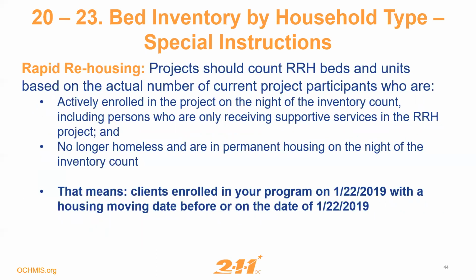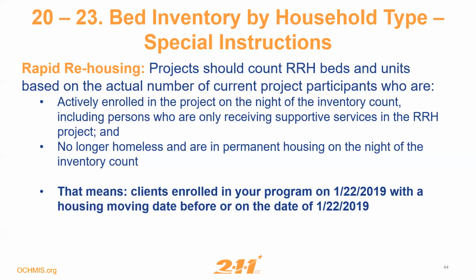So now we're going to go over the exception to the same number year after year rule. So rapid rehousing projects should count rapid rehousing beds and units based on the actual number of current project participants who are, 1, actively enrolled in the project on the night of the inventory count, including persons who are only receiving supportive services in the rapid rehousing project, and 2, no longer homeless and are in permanent housing on the night of the inventory count.